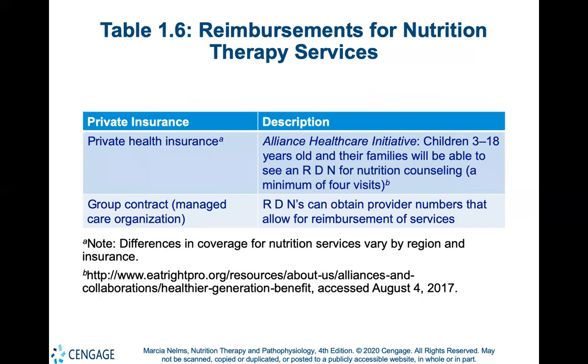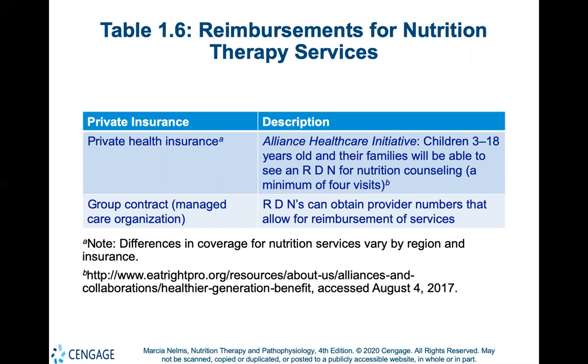So we want to discuss reimbursement for nutrition therapy services. As of January 1st, 2015, the Centers for Medicare and Medicaid Services will now pay for intensive behavior therapy for obesity for Medicare Part B beneficiaries as a group service, in addition to the existing coverage for individual services. Differences in coverage for nutrition services vary by region and insurance.